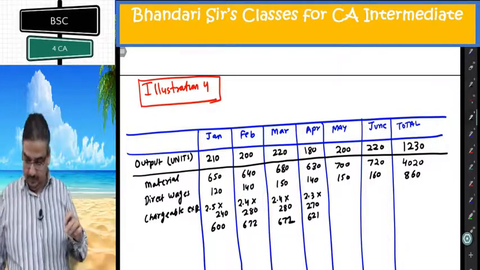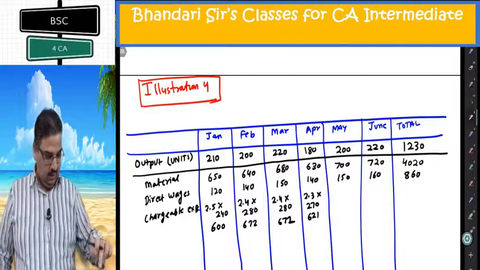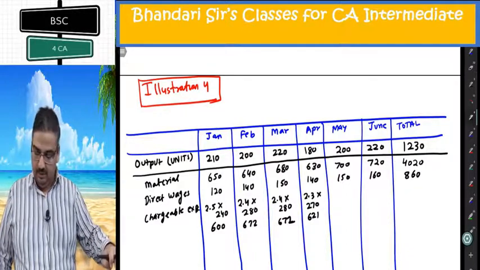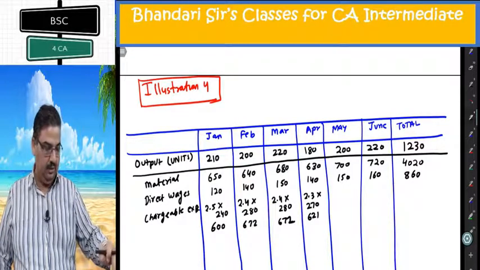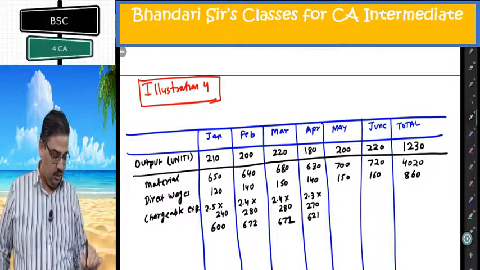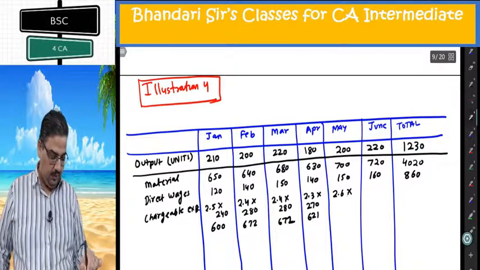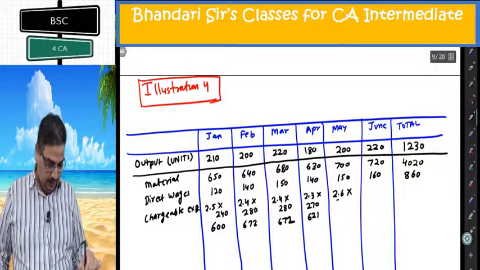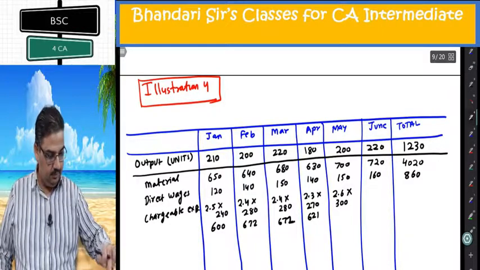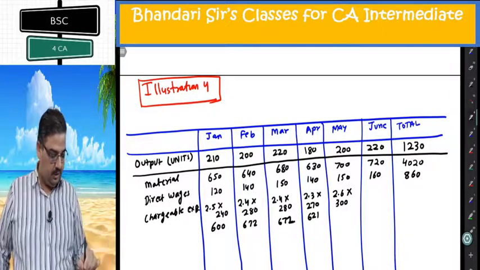Next month, 13,000 divided by 5,000. This is 2.6 multiplied by 300. 780.